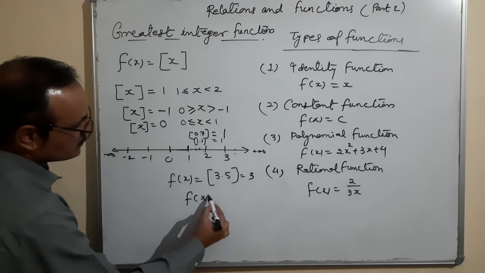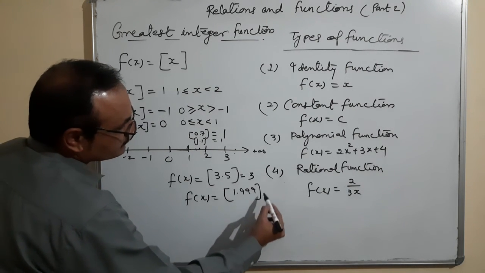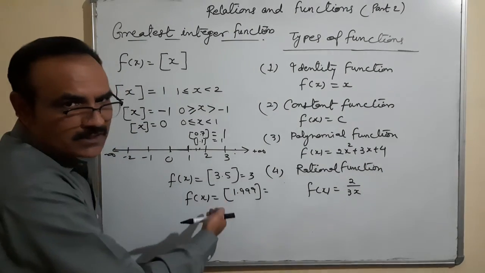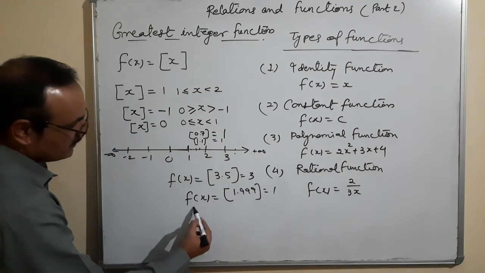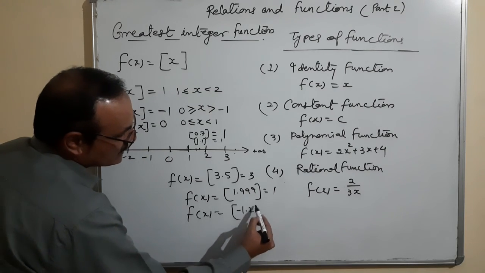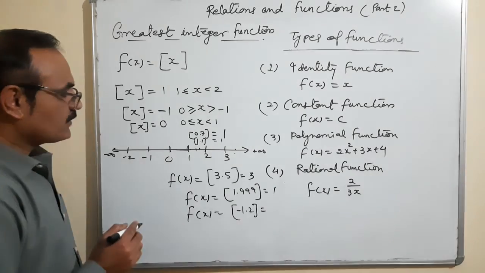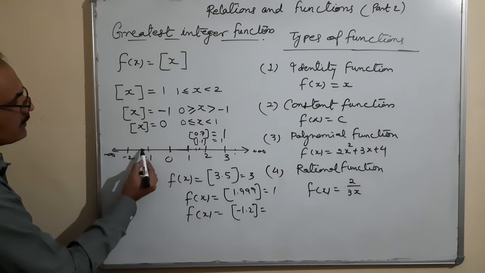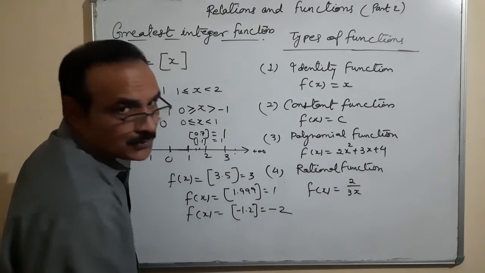F of x is equal to 1.9999. The first integer which is coming to the left of this number on the number line is 1. Result is 1. Okay. F of x is equal to minus 1.2, with the minus sign. The integer which comes on the left hand side of it. Minus 1.2 is coming here. So its left hand first integer is minus 2. Therefore its value is minus 2.